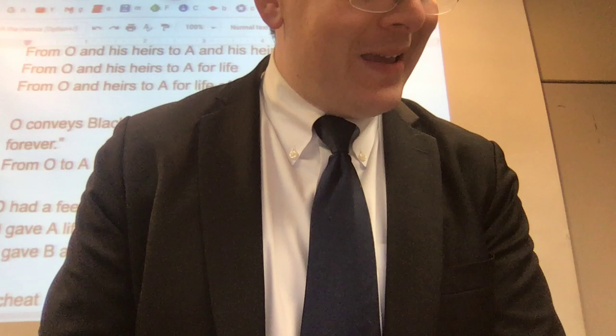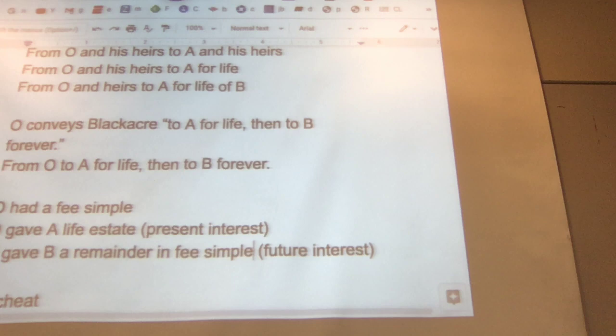Josh, what did you do? Right? You're describing the nature of the remainder. It's a remainder in fee simple, right? That is, when A dies, B now has fee simple. You don't need to have "remainder in fee simple." This was Anthony's question a minute ago, which I dodged, but you asked him this question a few minutes ago.